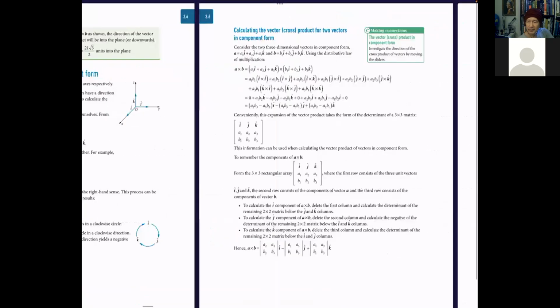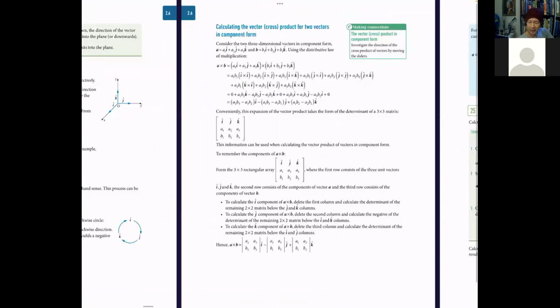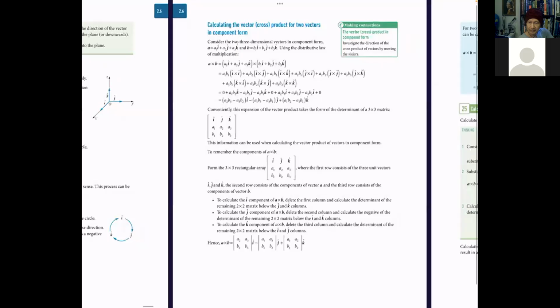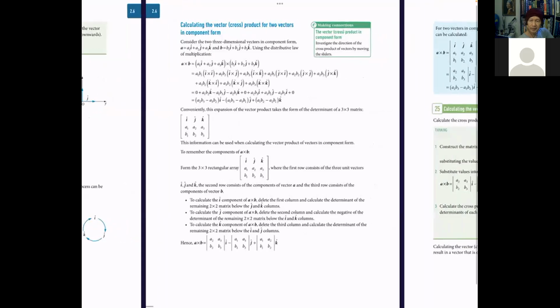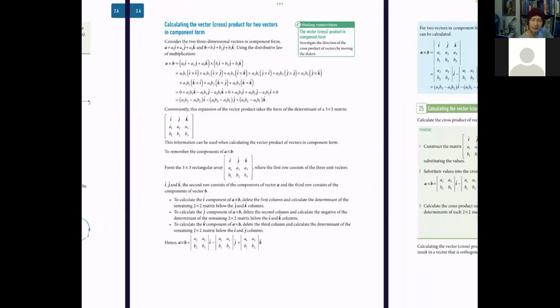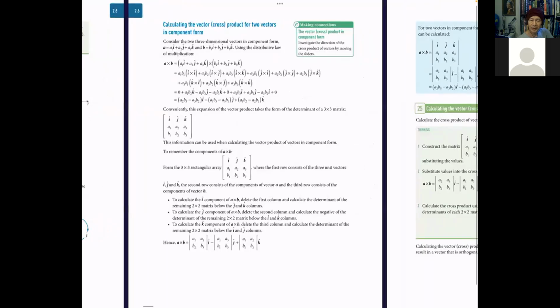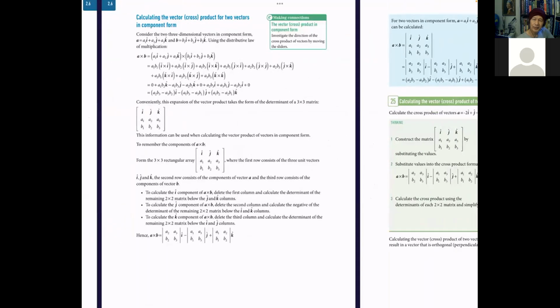Let's go to the second page. They are trying to teach you how to use the matrix to solve the cross product issue, right? Yeah, that is something we can do. Do you want to try? This time we just use our knowledge of the cross product of the unit vector to solve more complicated problems.